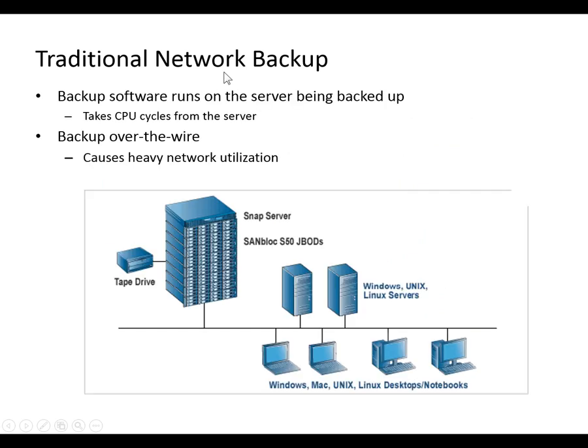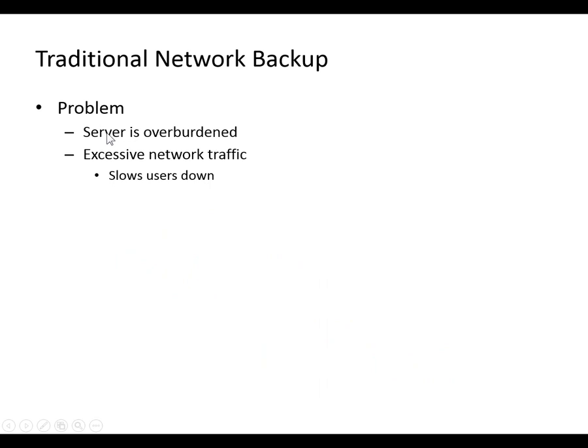Let's review what's meant by a traditional network backup. In a traditional network backup, the backup software runs on the server which is being backed up, and that takes CPU cycles from that server. Furthermore, when we do a backup over the wire, that causes heavy network utilization. The problem is that the server being backed up is overburdened, and there is an excessive amount of network traffic, which slows the users down.